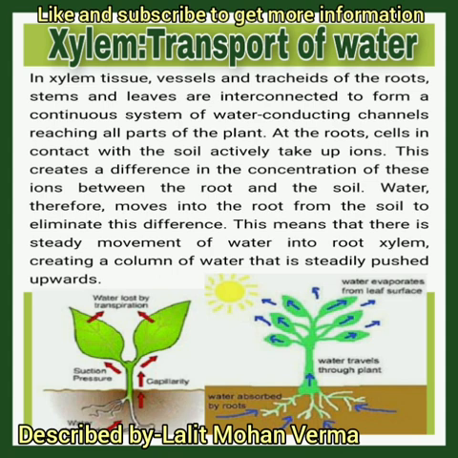At the root, cells in contact with the soil actively take up ions. This creates a difference in the concentration of these ions between the root and the soil. Water therefore moves into the root from the soil to eliminate this difference. This means that there is a steady movement of water into root xylem, creating a column of water that is steadily pushed upward.